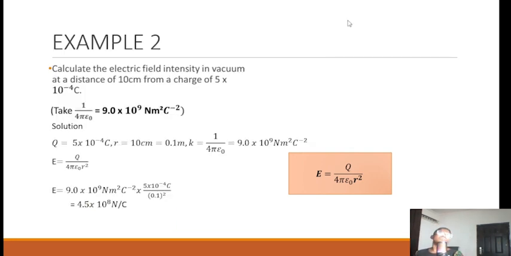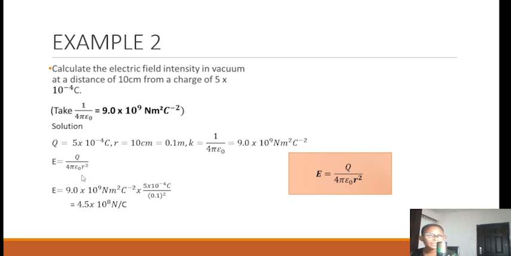So easily, we have the question: calculate the electric field intensity in a vacuum at a distance of 10 centimeter, which we have to convert to meter, from a charge of 5 times 10 raised to minus 4 coulomb. Very simple, right? We're asked to find the electric field intensity, we're given the distance and the charge. So easily we can get this from what we did. E is equal to Q over 4 pi epsilon naught R square.